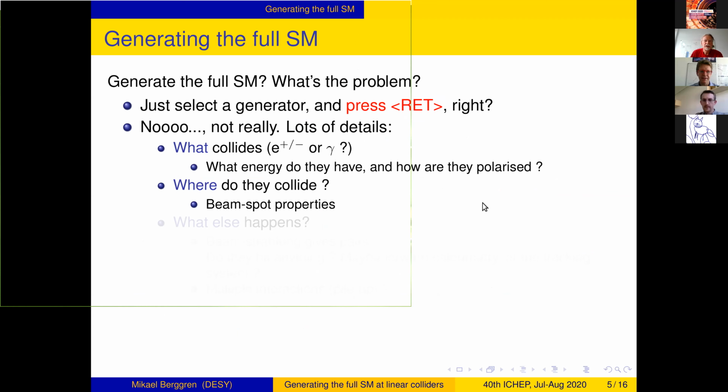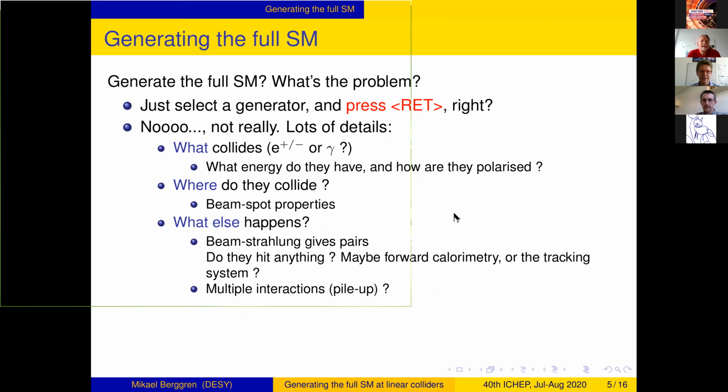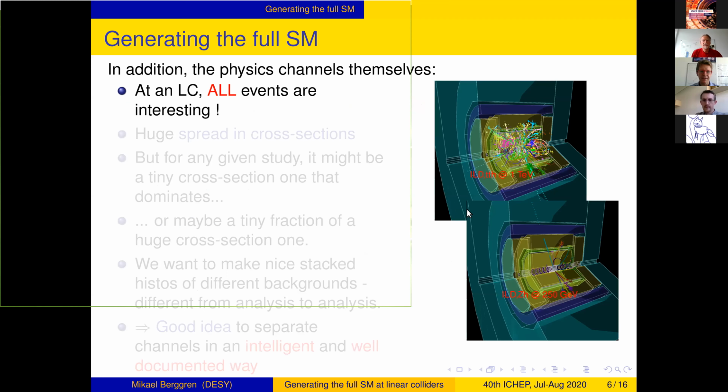And what else happens apart from the physics event? So what are the machine conditions? And in addition to this, it's the physics itself. So as I already said, at a linear collider, all events are interesting. See the examples here of the 8-jet ttH event at 1 TeV and the ZH event at 250.